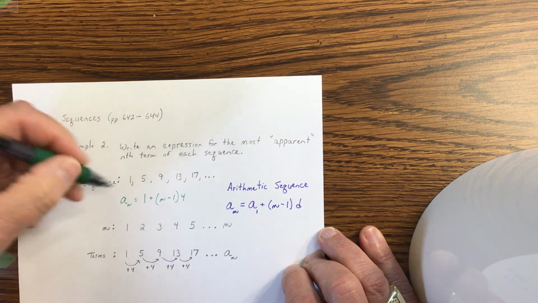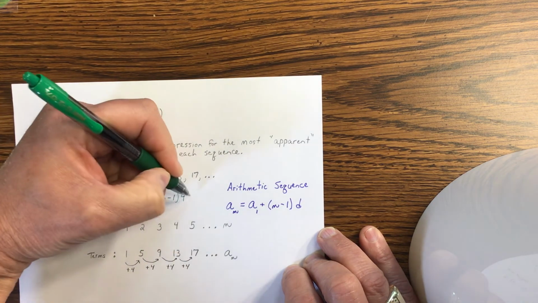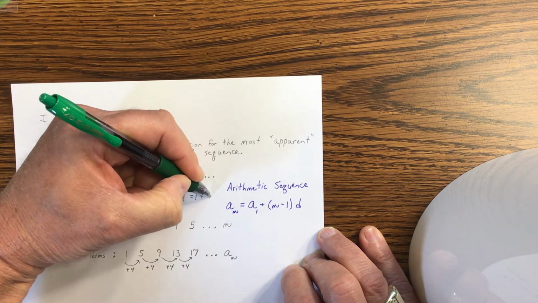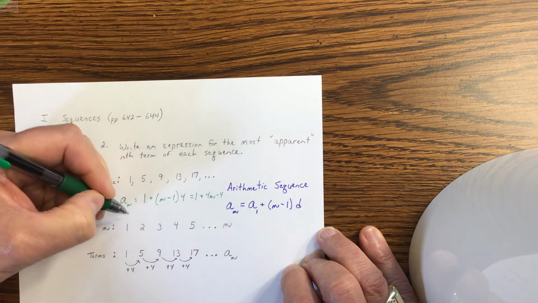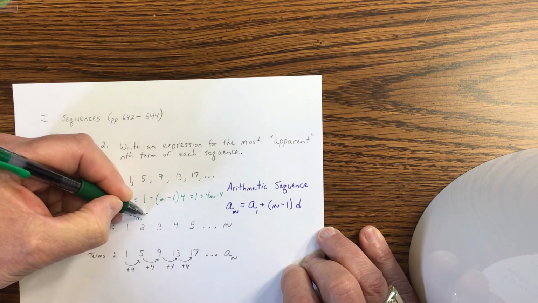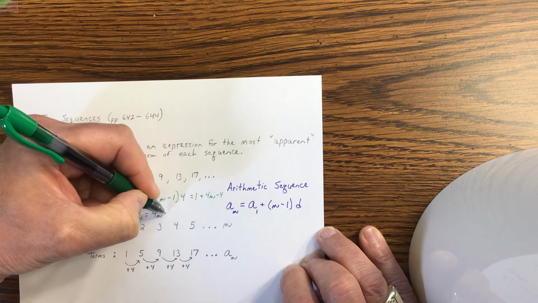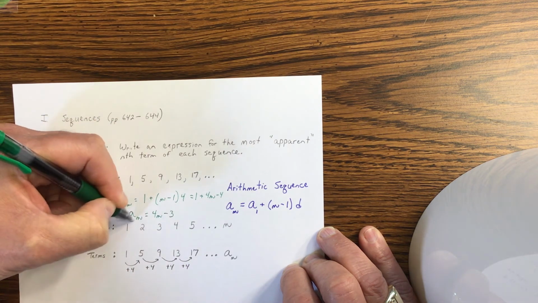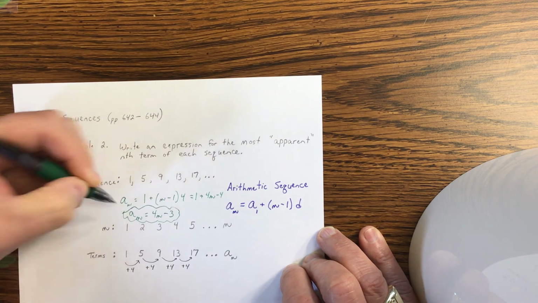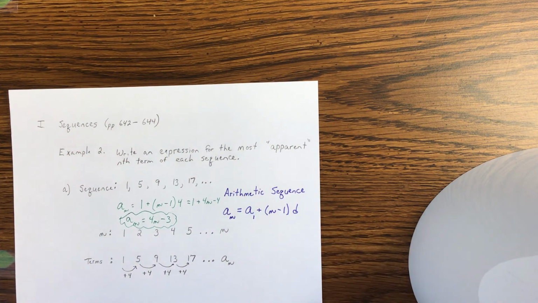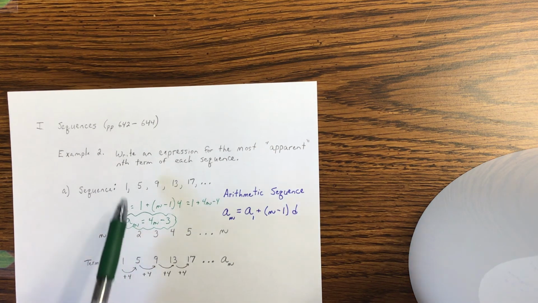Using the order of operations, 1 plus 4n minus 4. So a sub n will equal 4n minus 3. That will be the formula that we could use to find any term of this sequence.